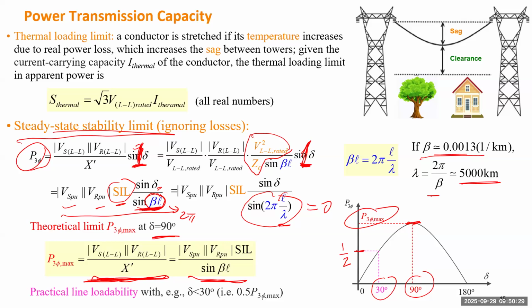But in reality, usually the angle separation between the two ends of the line will never reach 90 degrees. So it's more practical to consider a smaller angle at 30 degrees. So when delta is at 30 degrees, we can define the practical line loadability or limit at 30 degrees. That will be only half of the theoretical limit. So this is a more practical limit for the line loading.